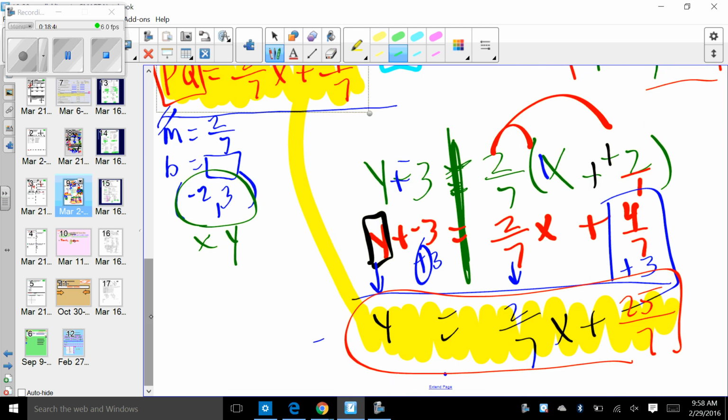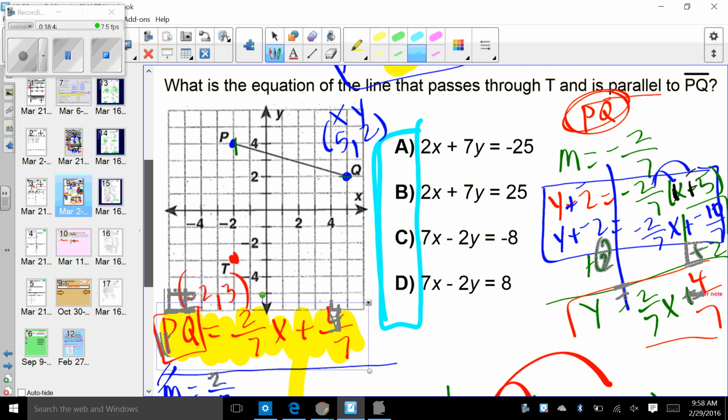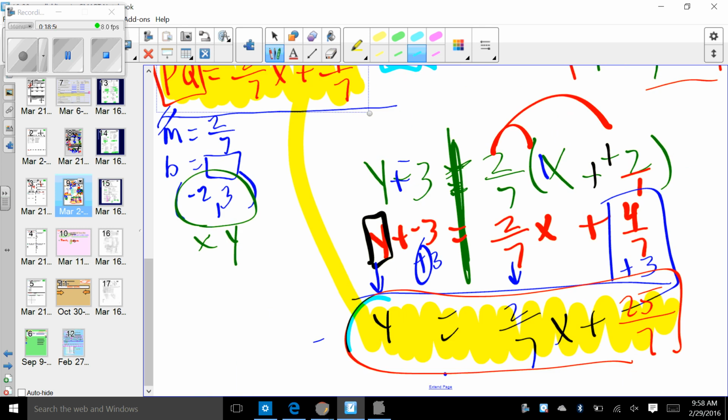I want you to actually solve all of these for y and find out which one of those is going to give you this match. Okay, that's your job to figure that out.